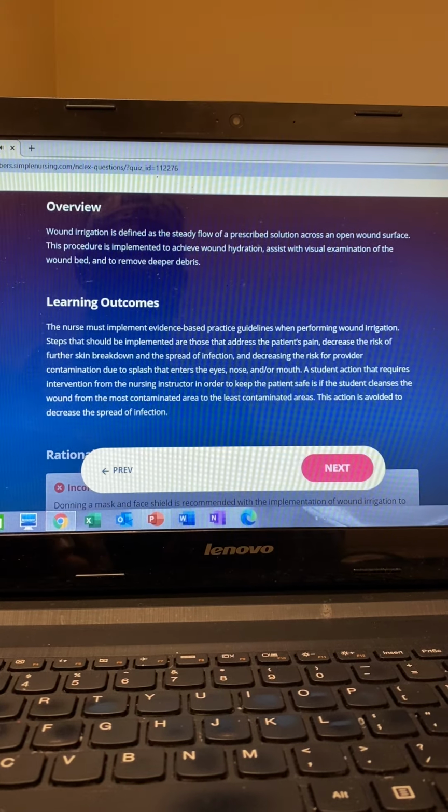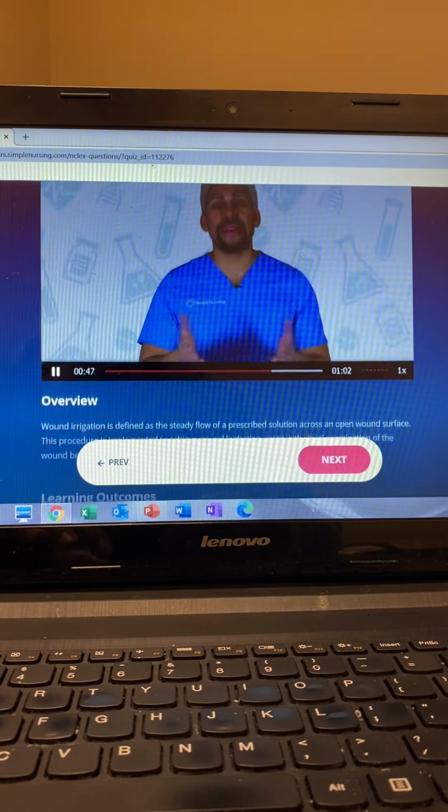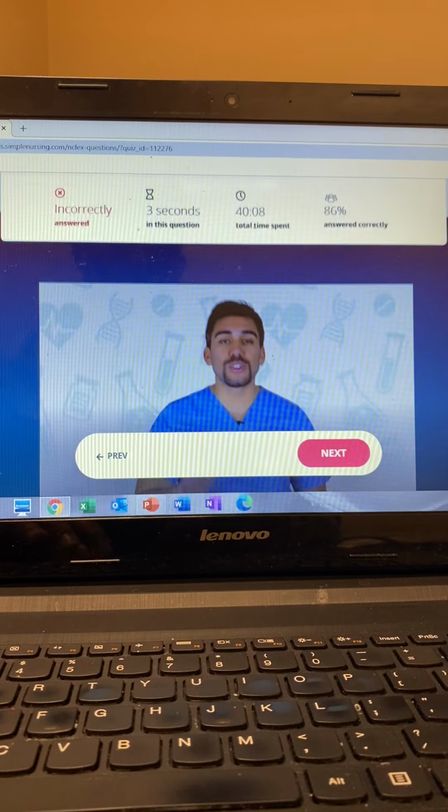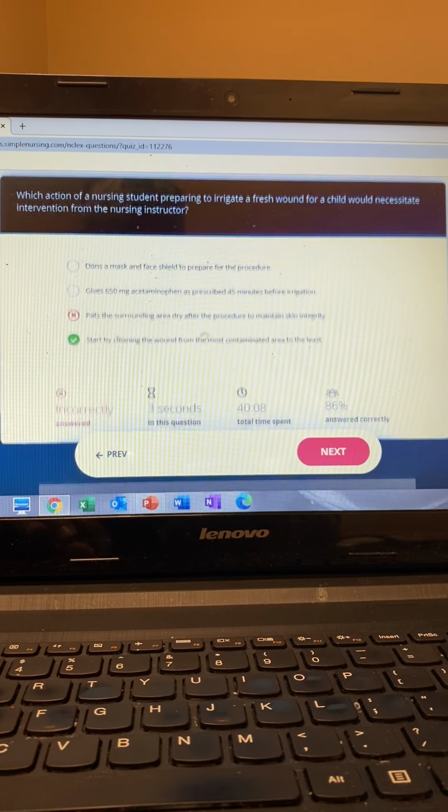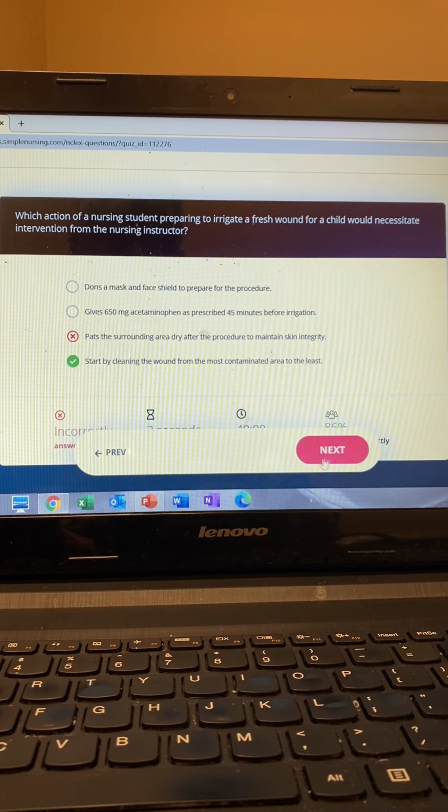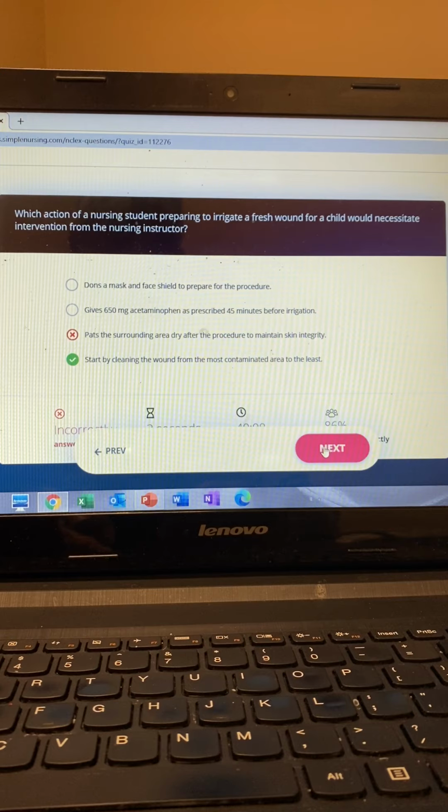We have to clean the wound in to out to prevent infection. So this one we had to choose because it was the incorrect option here. Going out to in can introduce more infection. Okay, that wraps it.